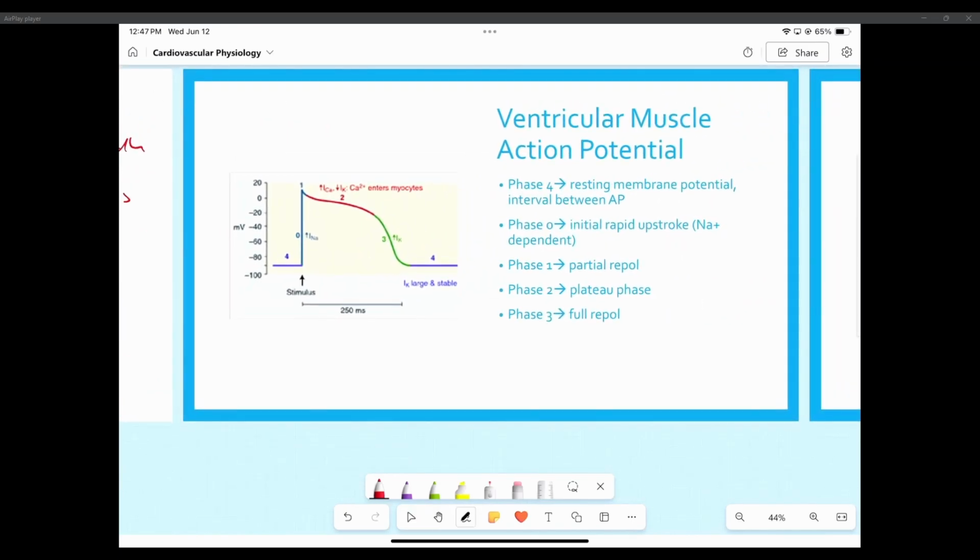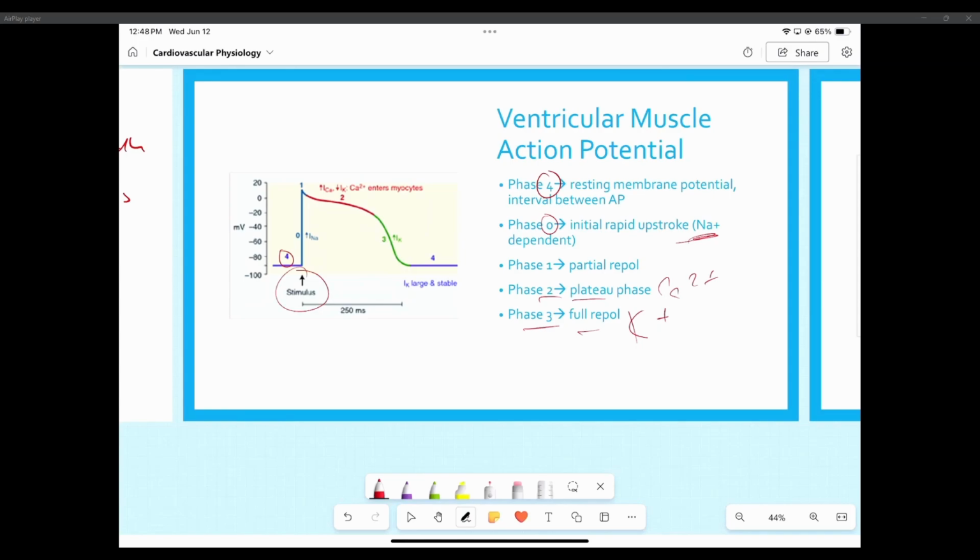So this is what we just drew. Phase 4 is right there, that resting membrane potential. Nothing's happening. We're at that baseline. Then we get a stimulus. Action potential happens, which is phase 0. Sodium dependent. Phase 1 is that partial repolarization phase, happens very, very fast. Phase 2 is the plateau phase. That's calcium. Phase 3, full repol, is due to potassium.